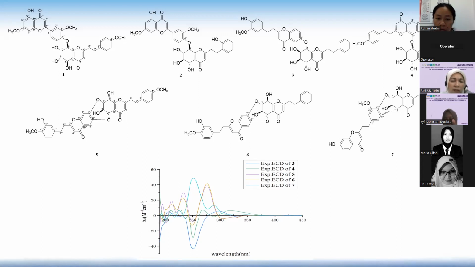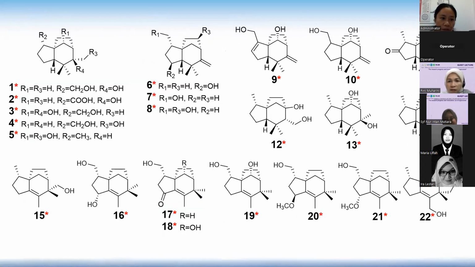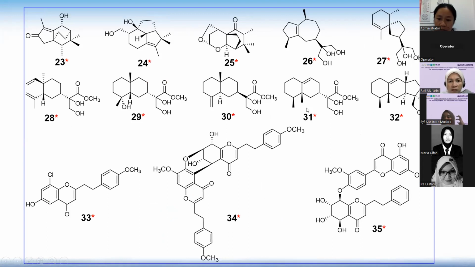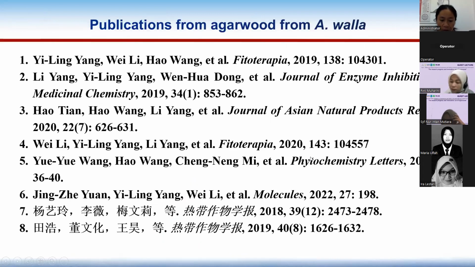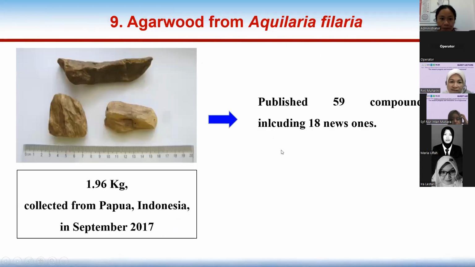Actually, until now, we also found some of this kind of sesquiterpene connected with chromone as a dimer, but because we haven't published, I didn't show it at this point. This is also a very special kind of structure. And until now, we have published 8 papers.